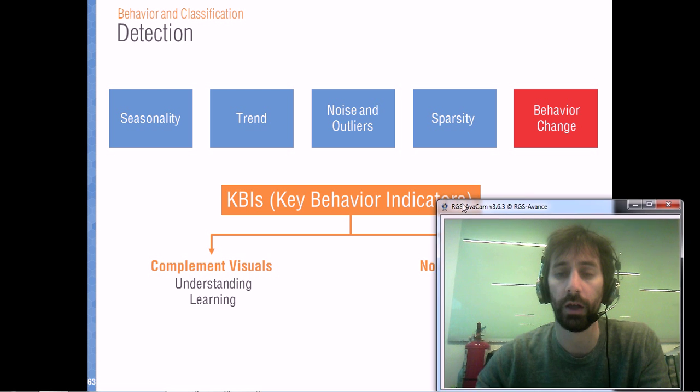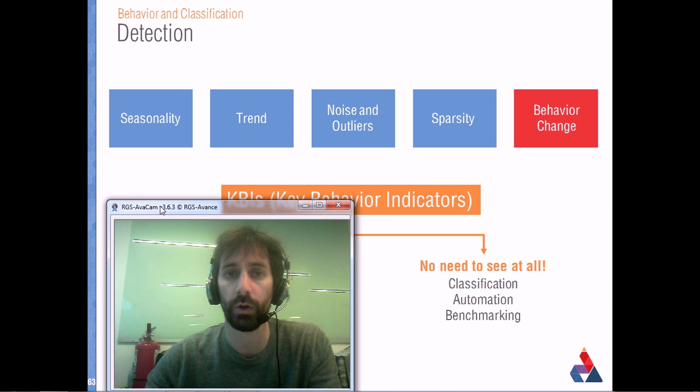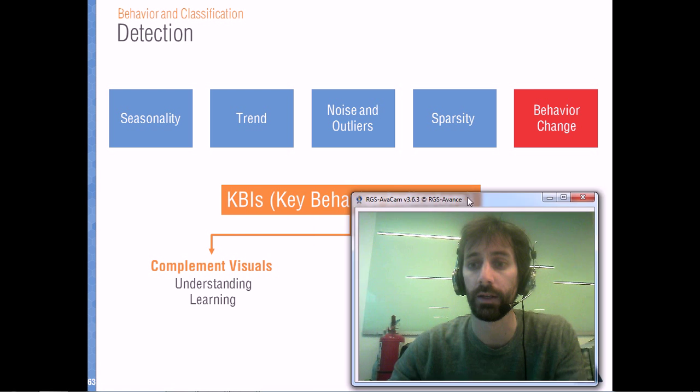And on the other hand, it also gives you a way of handling the part of the portfolio that is not in the most important 20%, that A side. So those B and C products that you don't need to look at at all, you can use these KBIs to understand which behaviors are present in the series, and hopefully select the corresponding model. And that's the idea about the KBIs.